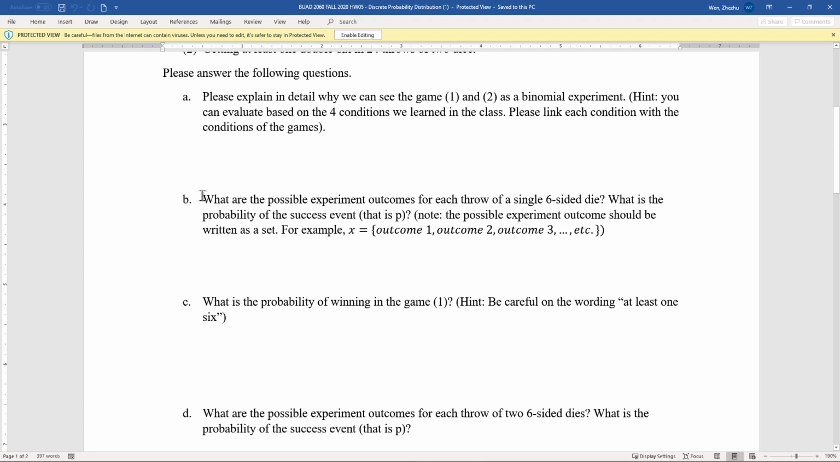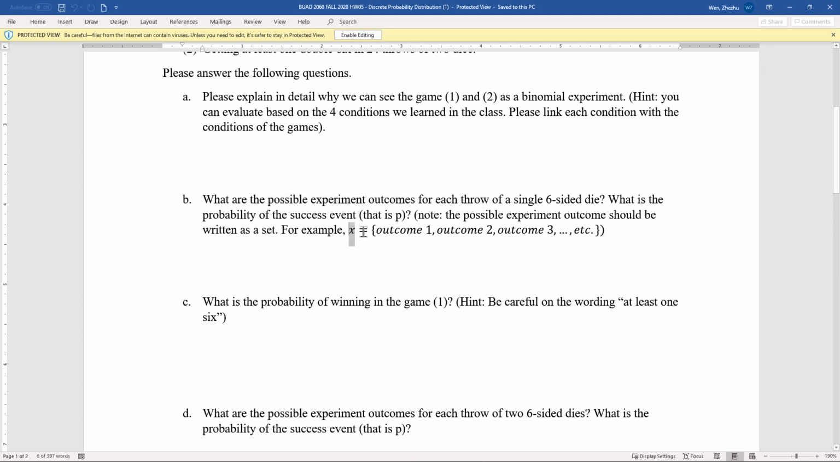Okay, and what are the possible experiment outcomes for each throw of a 6-sided die? I'm asking for the possible experiment outcomes for each throw. You just need to consider 1 throw. You don't have to consider all 4 throws, which is a requirement of game 1. Just come up with all possible experiment outcomes when you throw one single 6-sided die. That's all you need to list here.